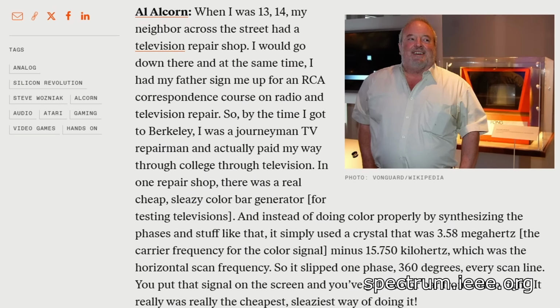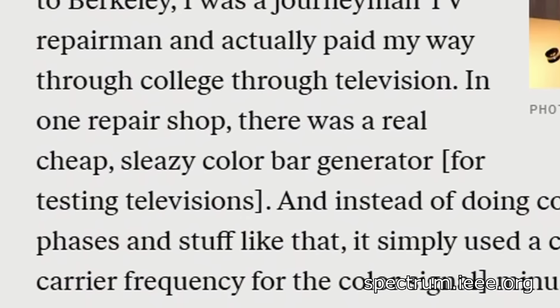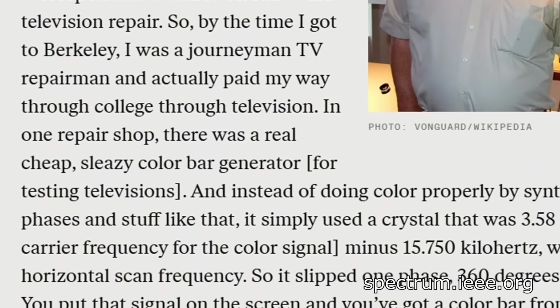How did Alcorn discover color artifacting? He worked at TV repair shops in the 1960s, where they used color bar generators for testing color TVs. Normally, these would generate proper luma and chroma signals, but he came across one such test he called cheap and sleazy. It worked by simply generating a steady signal at slightly under the chroma frequency. So the signal looked like it was at the chroma frequency, but constantly shifting its phase by tiny amounts, totaling 360 degrees from left to right.